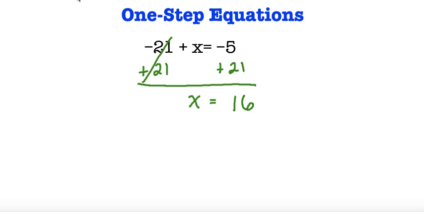And if I wanted to go back and check our work, we would have to substitute for x. So we would have negative 21 plus 16. Since the signs are different, we subtract. 21 minus 16 is 5. And the number here with the greatest absolute value is our negative number. So we end up with negative 5, which is what we have here. So that's correct. And so x is equal to 16.